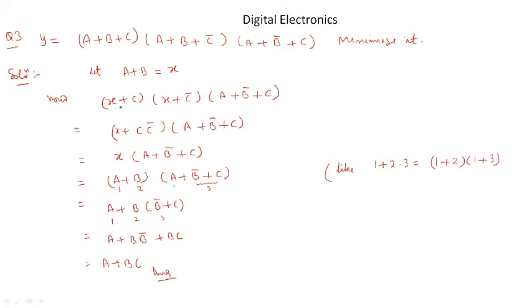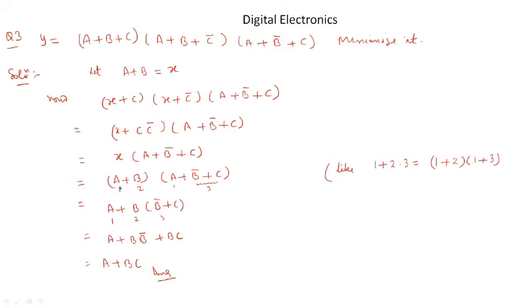Now here we can apply the distributive law. It is x plus c in bracket x plus c bar. So the first term is common here, so we can write it as x plus c c bar, and the second bracket is a plus b bar plus c. So here you see that c c bar is equal to 0, so it will be x plus 0, which is x, in bracket a plus b bar plus c. Now we will write x is equal to a plus b, dot a plus b bar plus c in bracket.